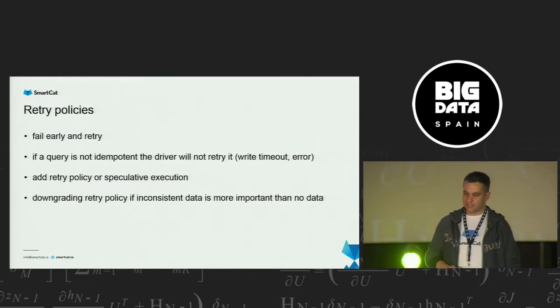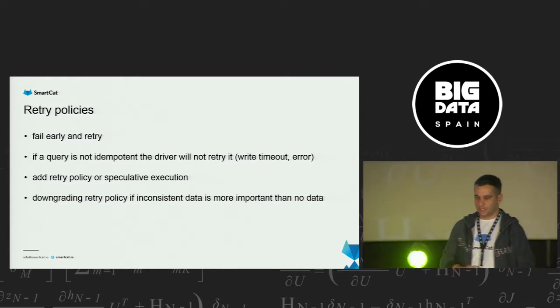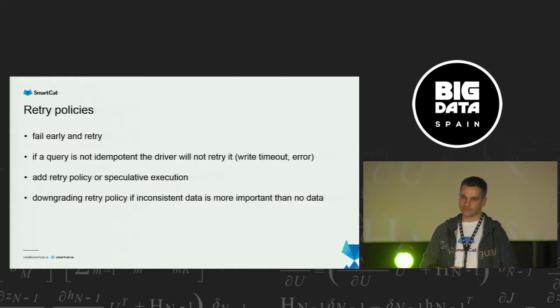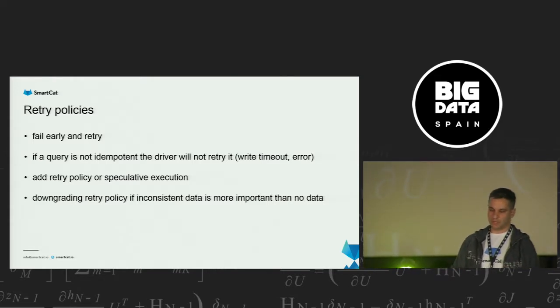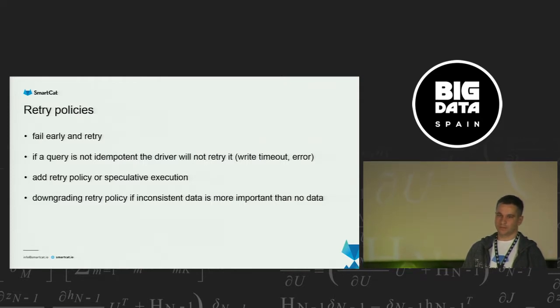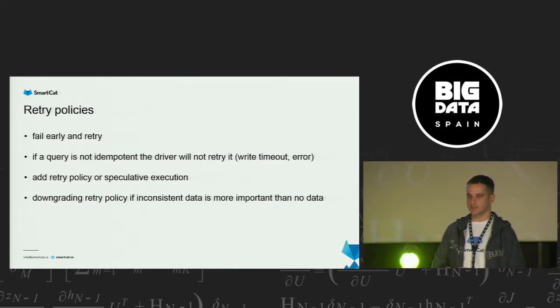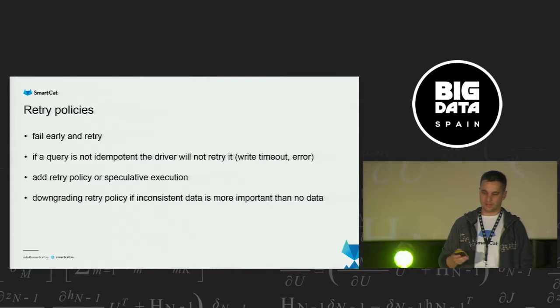And I added here the downgrading retry policy. You get the default retry policy, which is good for most use cases. And the downgrading policy is something that on many places on the internet you will find that you shouldn't use unless you know what you are doing. But in my opinion, if returning potentially inconsistent data is more important than having a failure, the downgrading policy is perfect for you.